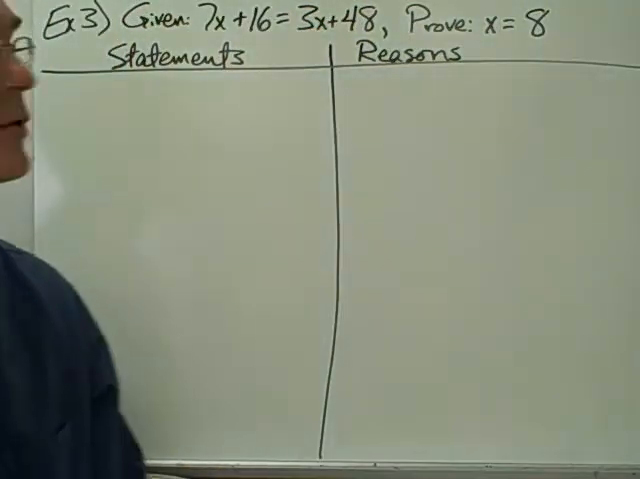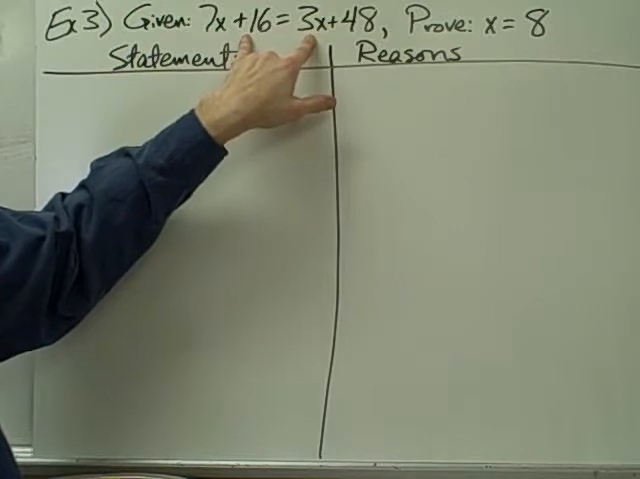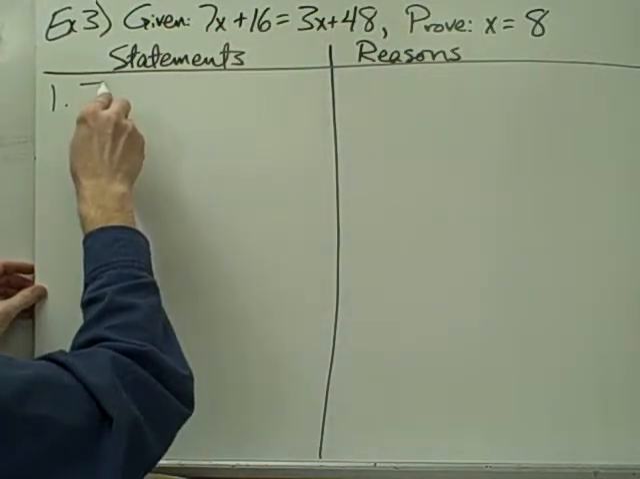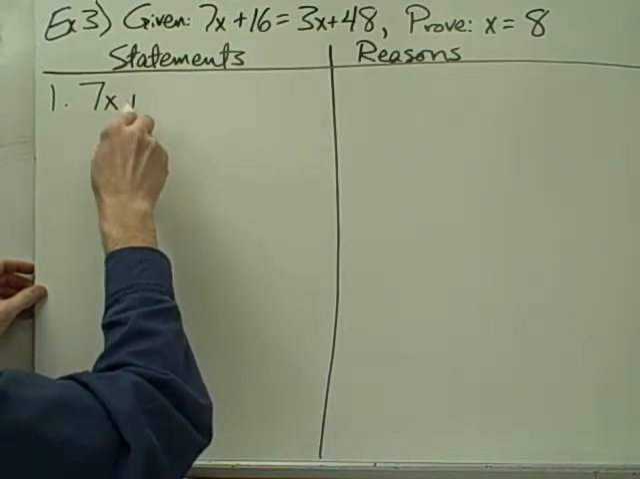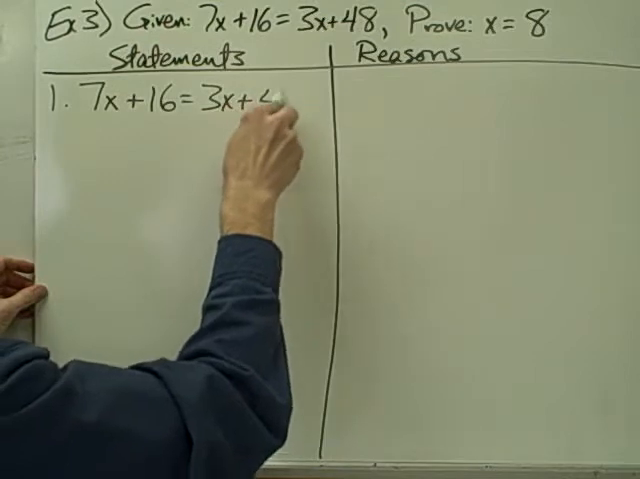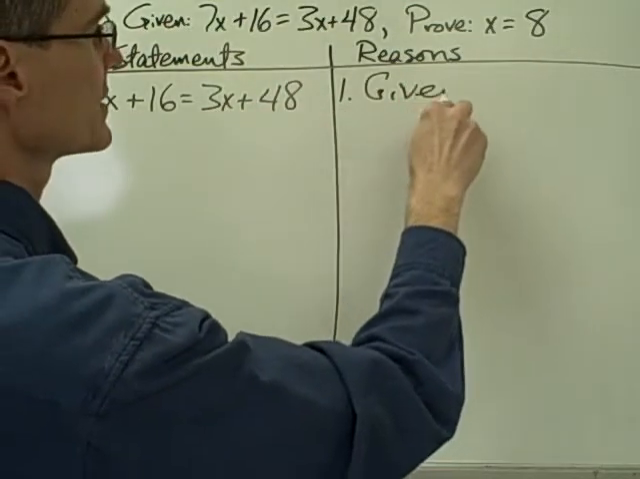All right, example number 3. I have a given statement here, 7x plus 16 equals 3x plus 48. So let me start with that. 7x plus 16 equals 3x plus 48. That's my given statement.